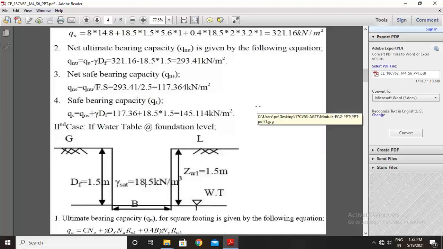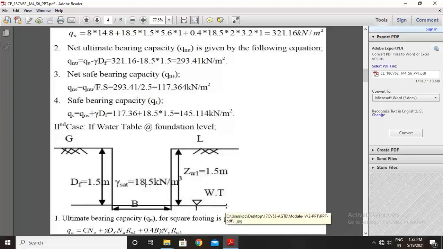Solve the second case. If the water table is at the foundation level, so from the diagram, the water table is at the foundation level, and the remaining dimensions are the same. So then how to solve? Here ZW1 is 1.5 meter, ZW2 is 0. Therefore the ultimate bearing capacity for a square footing is given by QU equal to CNC plus gamma DF NQ into RW1 plus 0.4 times B gamma N gamma into RW2.